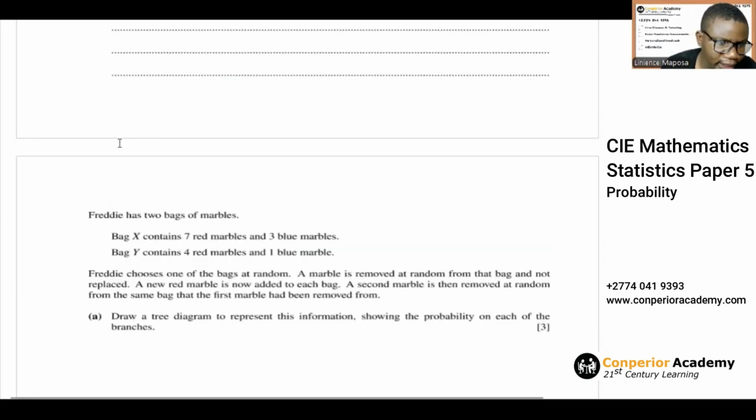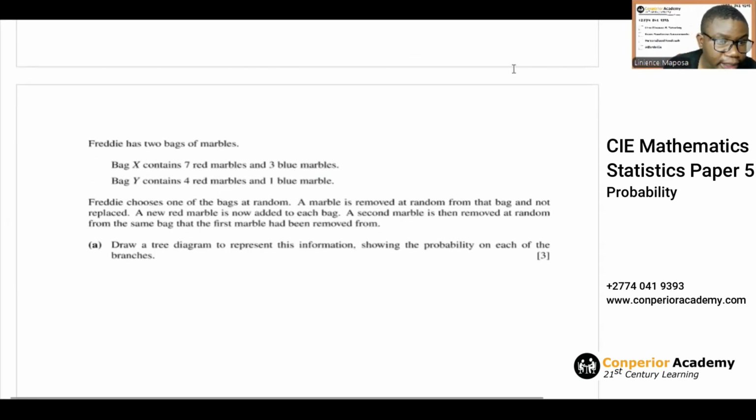Okay, guys, so let's look at the next question. The next question says, Freddy has 2 bags of marbles. Bag X contains 7 red marbles and 3 blue marbles. Bag Y contains 4 red marbles and 1 blue marble. Freddy chooses one of the bags at random. A marble is removed at random from that bag and not replaced. So no replacement. Okay. A new red marble is now added to each bag.